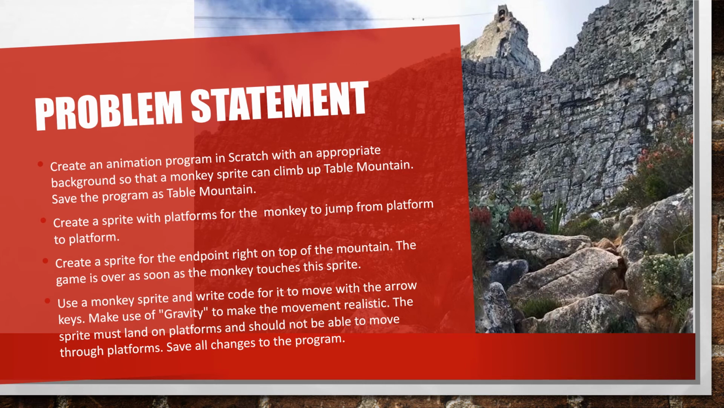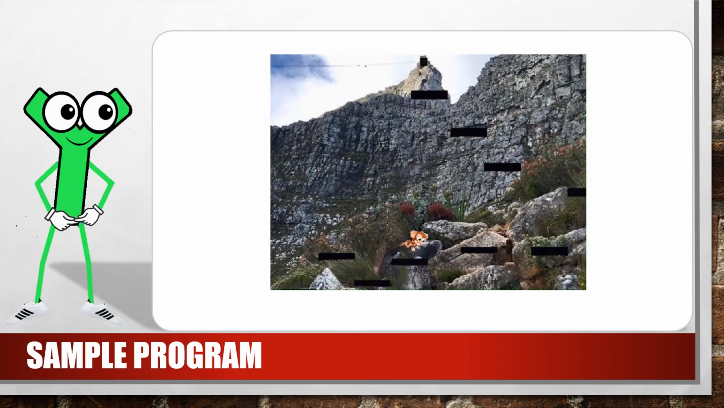And then use a monkey sprite and write code for it to move with the arrow keys. Make use of gravity to make the movement realistic. The sprite must land on platforms and should not be able to move through platforms. Save all the changes to the program. Here's an example of what your program might look like.